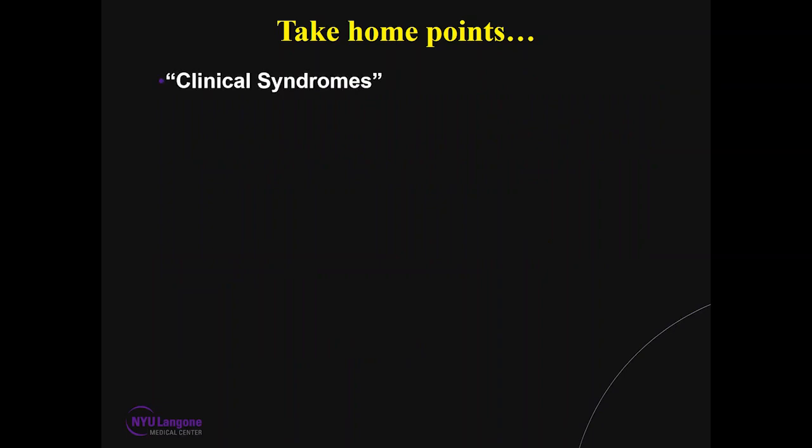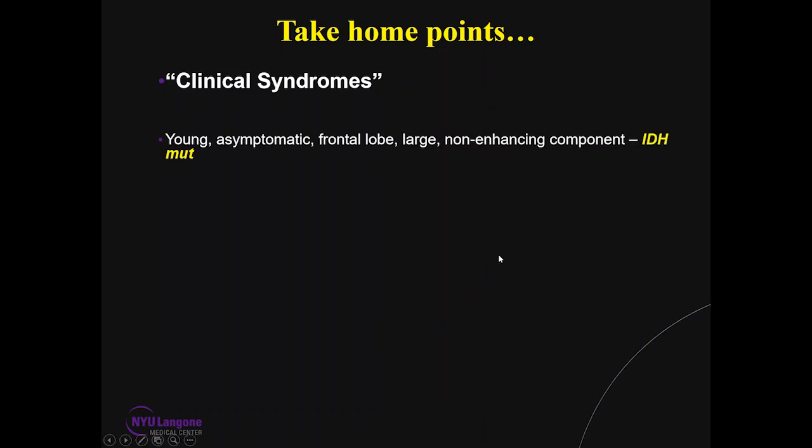And as I said, what these molecular classifications have shown us is that these tumors can't just be categorized as a broad category of gliomas. These are actually clinical syndromes, and the reason for that is the majority of these molecular subclasses occur in a specific age group and have a specific clinical presentation. For example, IDH mutated gliomas occur in younger patients. They're usually asymptomatic, in the frontal lobe. These tumors are usually large by the time they present, and they have a lot of non-enhancing component.